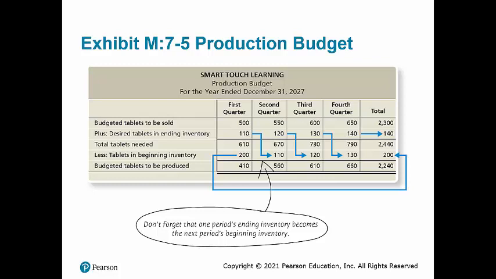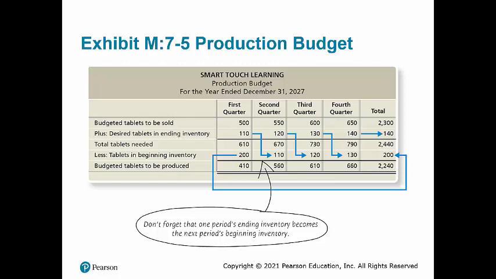Now we need to talk about the total column. The first line in the total column is budgeted tablets to be sold. We would get that number from the sales budget, but it is equal to the budgeted tablets to be sold for the first, second, third, and fourth quarter. You could add those together and it would equal 2,300. But notice the desired ending inventory comes from the fourth quarter, not the total of all 4 quarters.